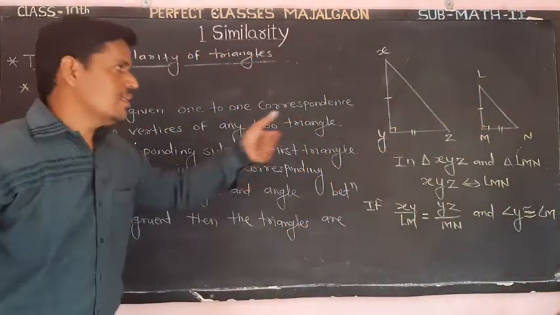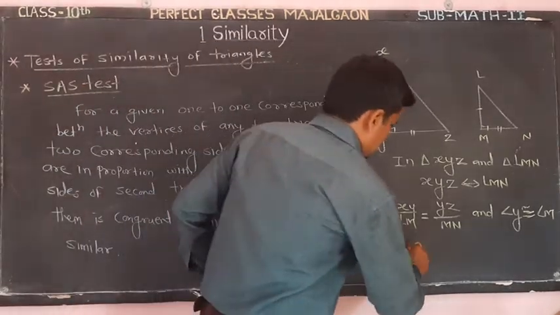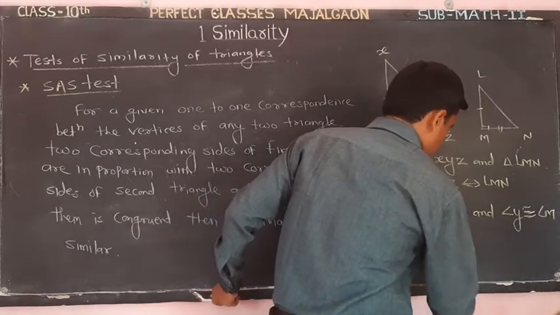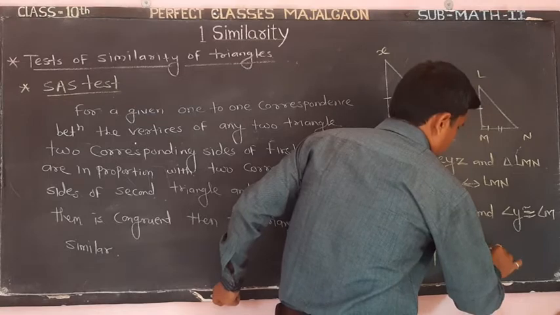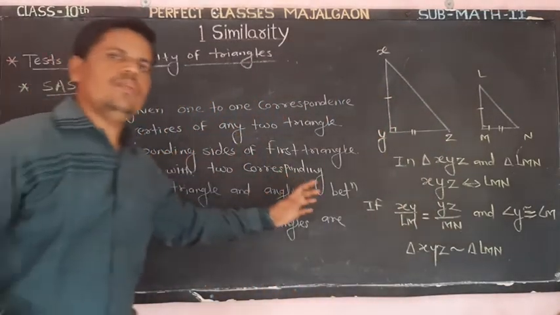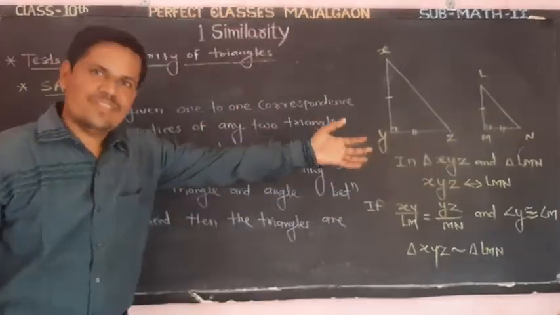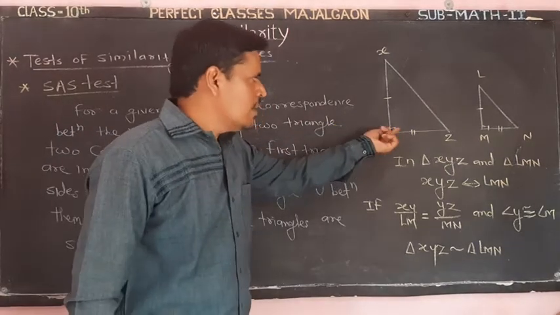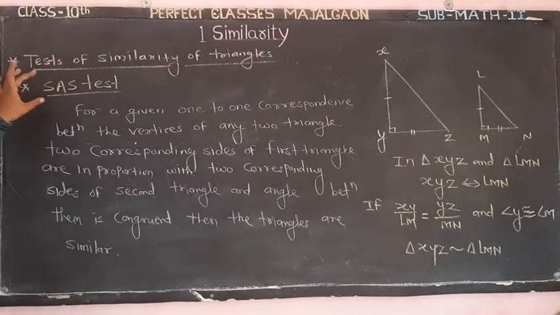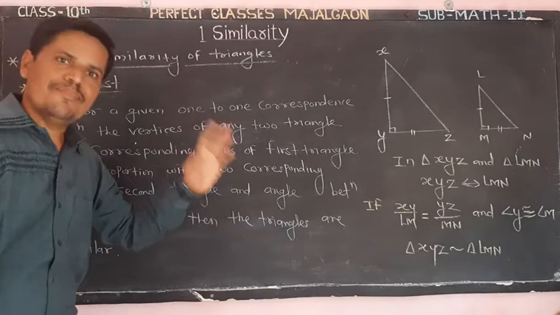Here these two sides are in proportion, and the angle between them is congruent. Then we can say that triangle XYZ is similar to triangle LMN. When these two are similar, by the test of SAS, if two corresponding sides of the first triangle are proportional to the two corresponding sides of the second triangle and the angle between them is congruent, then we can say these two triangles are similar by the test of SAS. This is the second test of similarity.